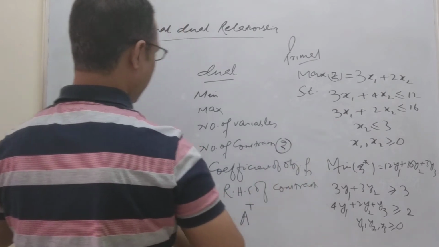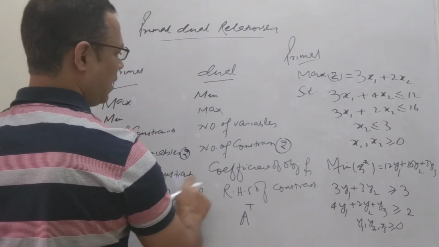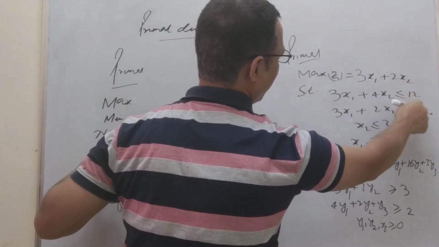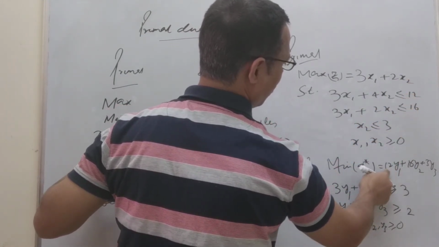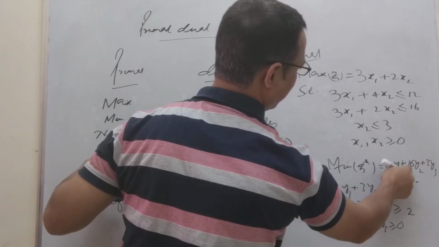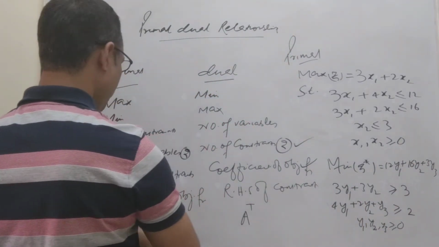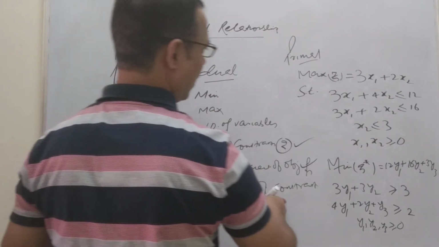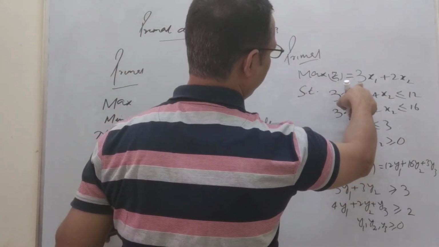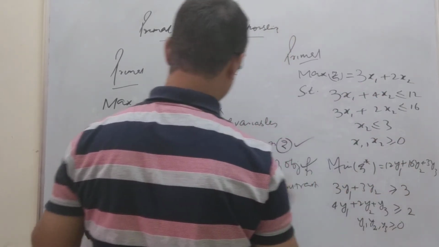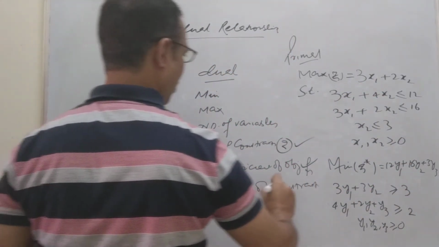Next, the right hand side of the constants will become the coefficients of the objective function. The right hand side constants 12, 16 and 3 will become the coefficients of the objective function: 12, 16 and 3. This condition is also satisfied. The coefficients of the objective function, 3 and 2, are going to change into the right hand side of the constants. This condition is satisfied.